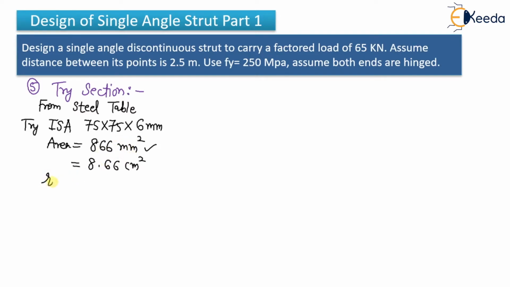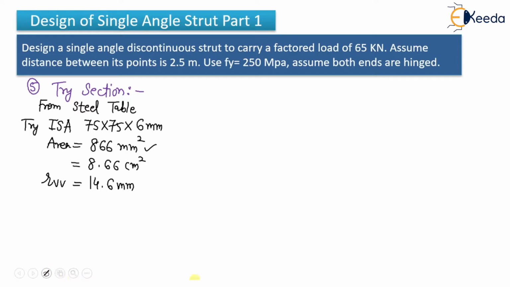And one more property you need, RVV. It is 14.6. You can open the steel table and find this section 75, 75, 6, and check what the area is for that and what the value of RVV is. Now, we have tried a certain section. Now, let's calculate one by one. What are the next steps that I have given you?